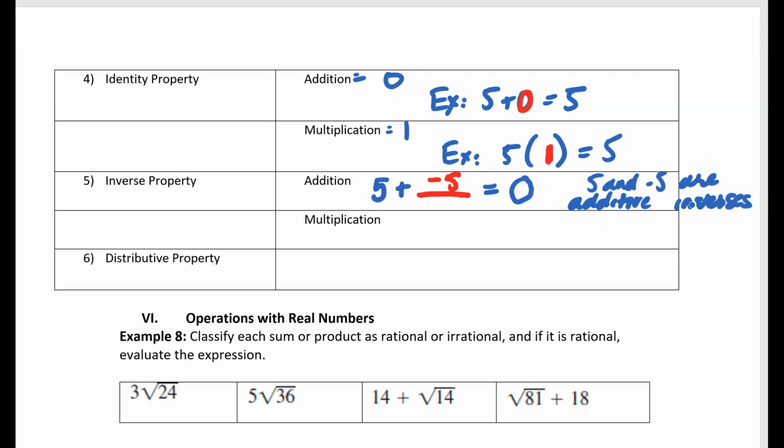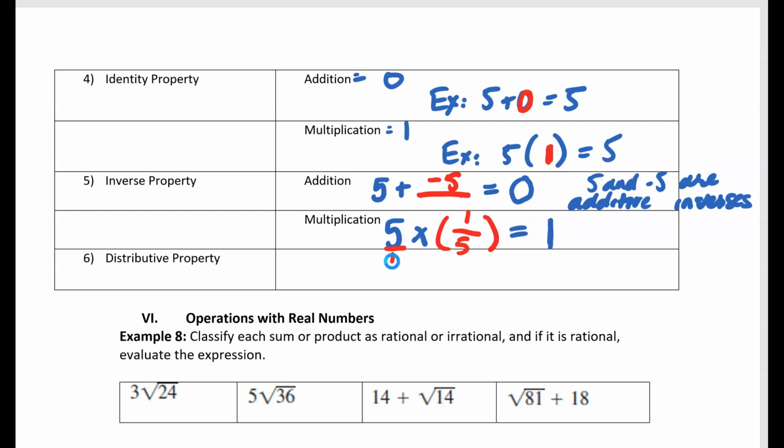There we go. And then multiplication is similar, so we can say 5 times what is equal to not 0, but in this case the multiplicative identity, which is 1. So how do we get 1 there? 5 times what equals 1? If you want to cancel out the 5 and end up getting 1, we're going to have to multiply by what's called the reciprocal. And when we do that, we end up getting 1.